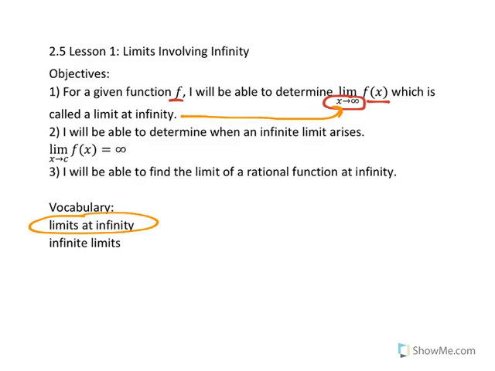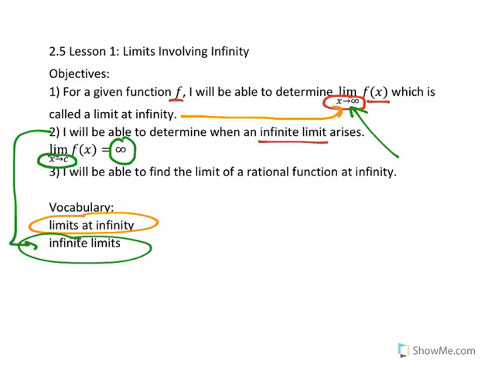And then objective 2, you will be able to determine when an infinite limit arises. Now that's different because in the first case, it is the input value that's approaching infinity. In the second case, the input value is approaching a particular number represented here by c. For example, x could be approaching 2, x could be approaching 5. And then the output values are going to infinity or negative infinity. We call that an infinite limit. So you'll be able to determine when an infinite limit arises.